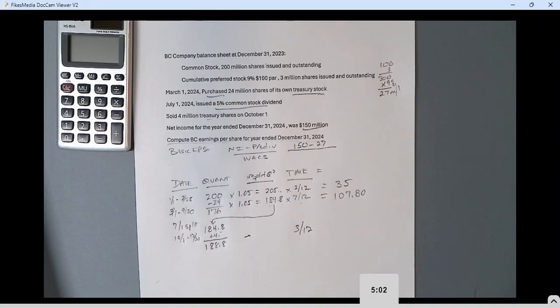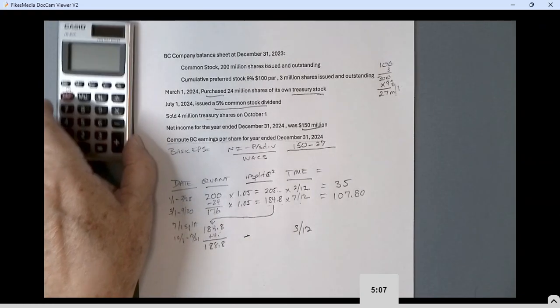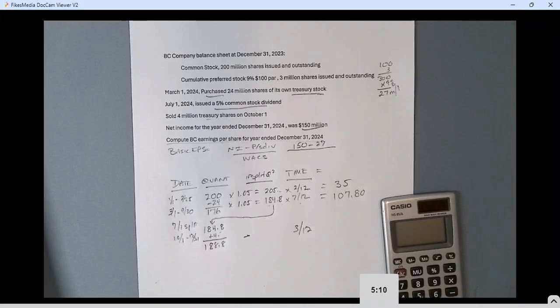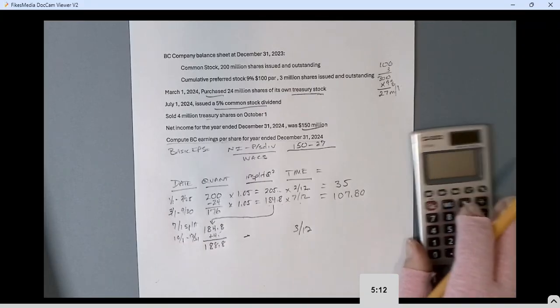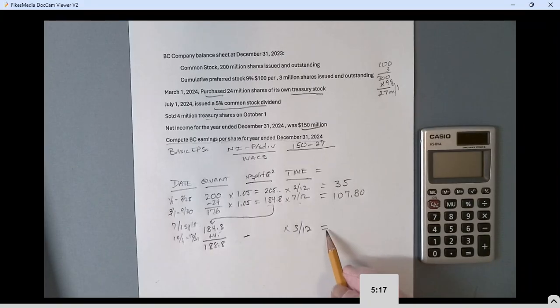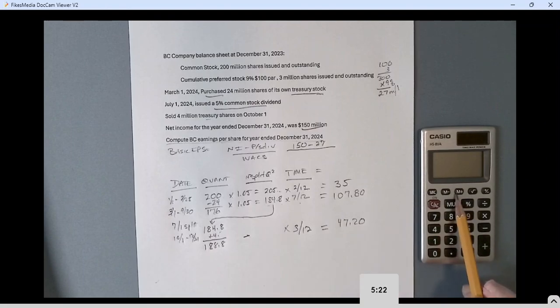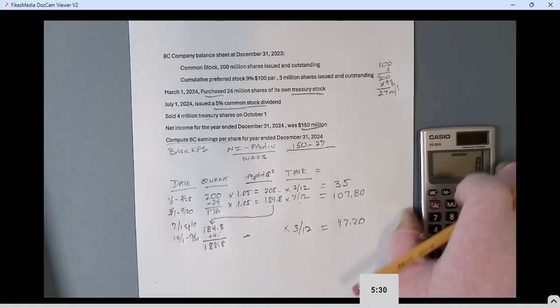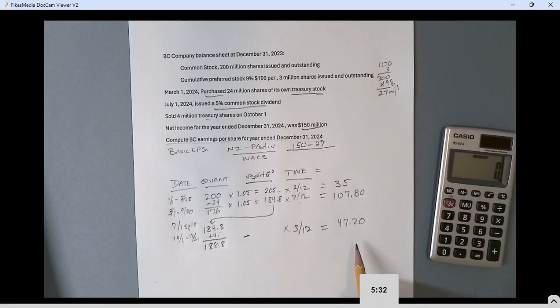Check these numbers on your calculator. Remember, you're going to be writing things down exactly as I've written them, but you're going to have to use your calculator. Get your calculator out and calculate these numbers as well. 184.8 times 3/12 equals 47.20. I'll give you a few minutes to catch up on your calculator. Okay, so 188.8. That seems to be a nice round number there. Okay, so that is going to total 190. So this total is 190.